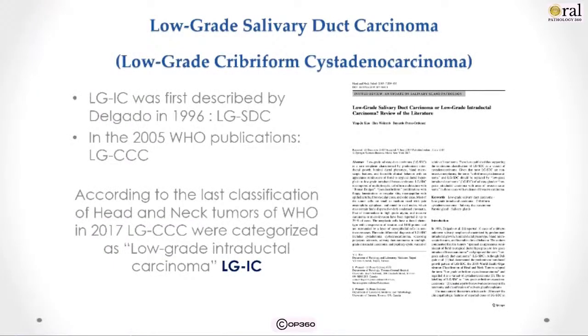Low-grade salivary duct carcinoma or low-grade cribriform cystadenocarcinoma was first described by Delgado in 1996. In the 2005 WHO publication, the name low-grade cribriform cystadenocarcinoma was given to this tumor. According to the last WHO classification of head and neck tumors in 2017, low-grade cribriform cystadenocarcinoma was categorized as a low-grade intraductal carcinoma. So finally, the name is LGIC.